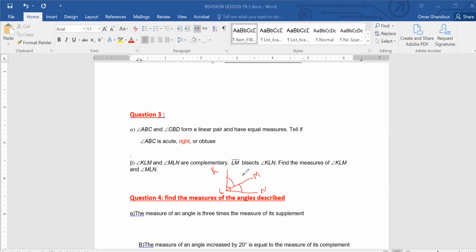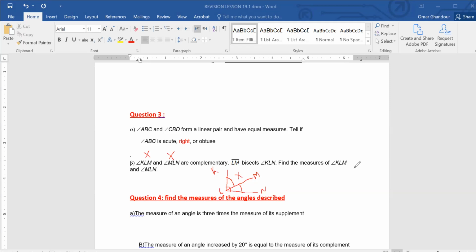Very well. I don't know anything, right? So I'm going to name this as X. And angle KLM is going to be X. I was going to name angle MLN as Y, but since he told me that LM bisects this into two equal parts, actually angle MLN will be the same. So this is going to be X as well. So X and X.